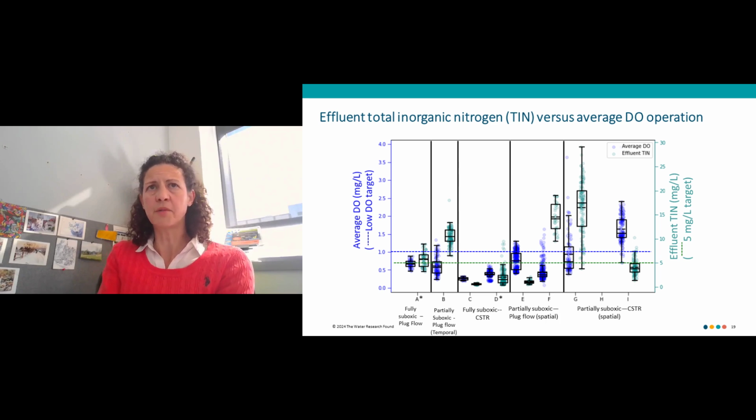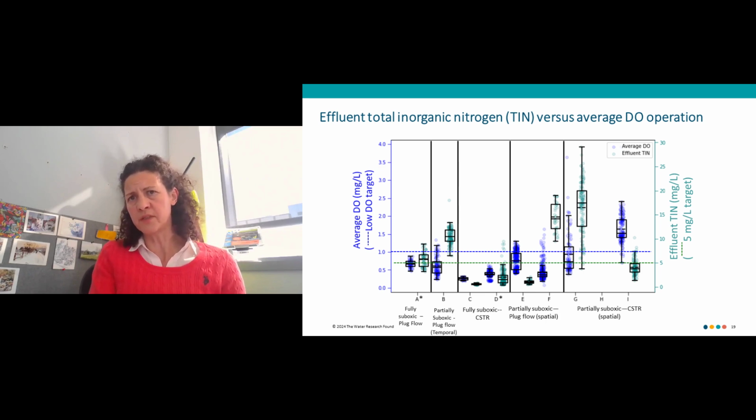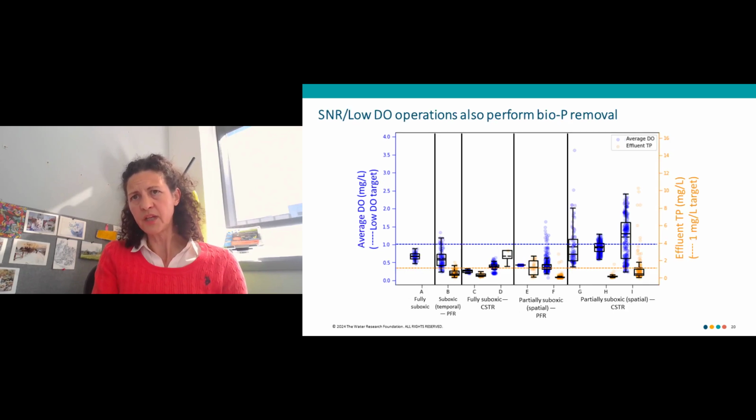Here you see the same type of data represented, but now with inorganic nitrogen. And again, you see facilities C to F that are operating fully suboxic or partially suboxic in plug flow, achieve very good denitrification, oftentimes below 5 milligrams per liter of ammonia and nitrate combined in the final effluent. And that is traditional because we are allowing for simultaneous nitrification-denitrification to happen.